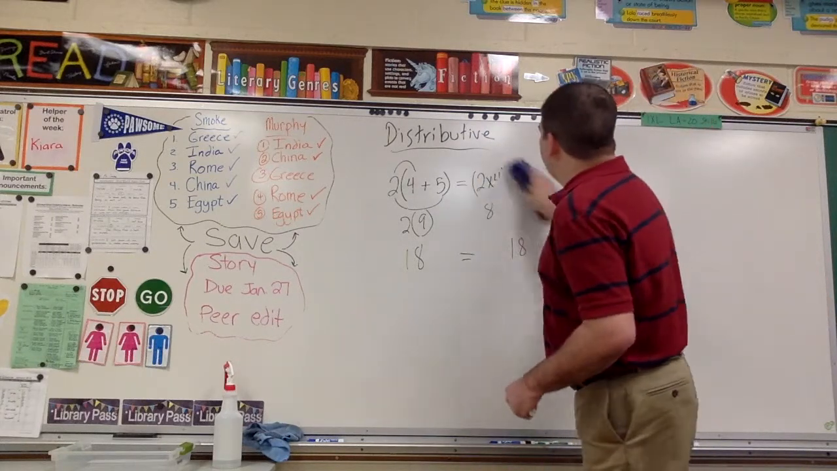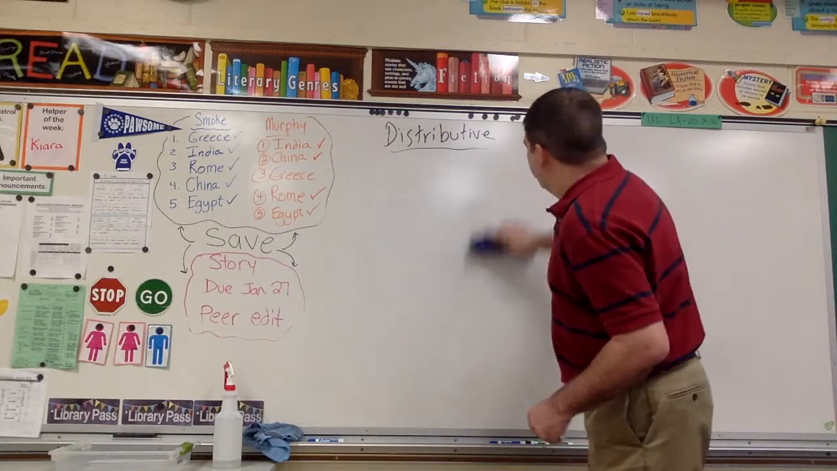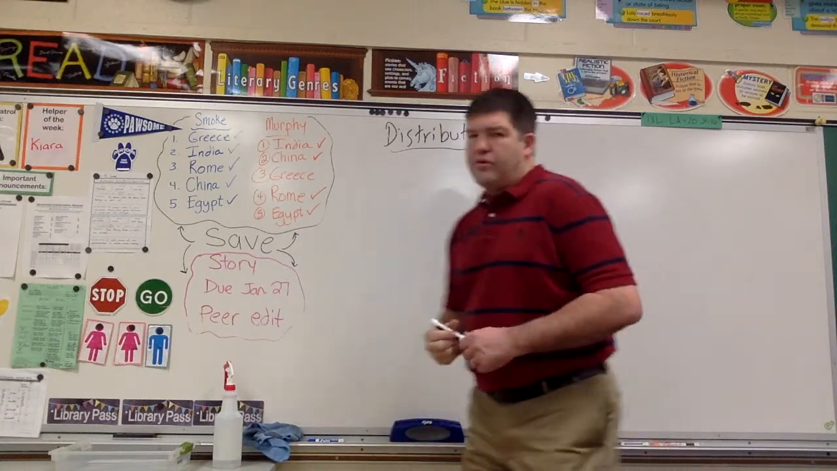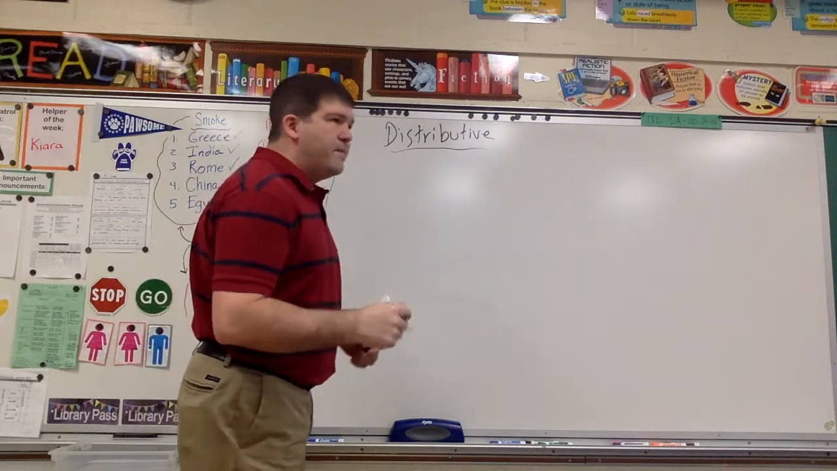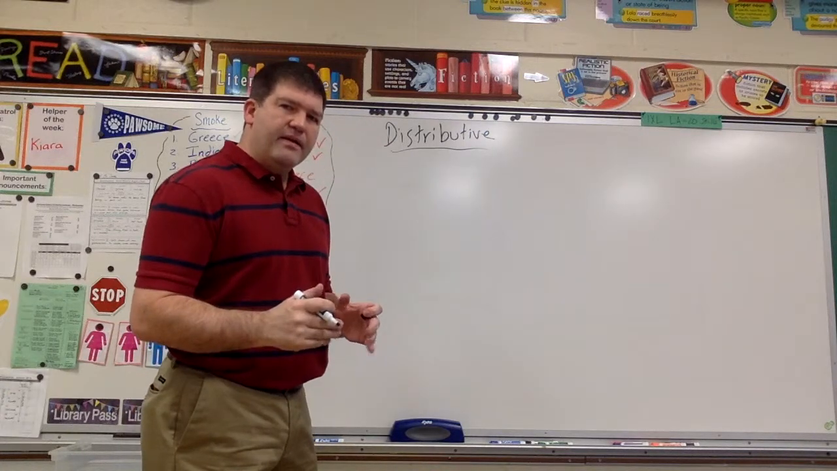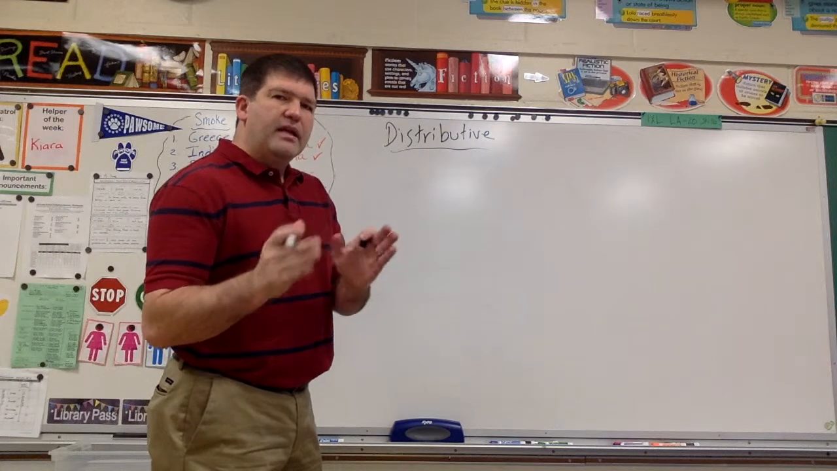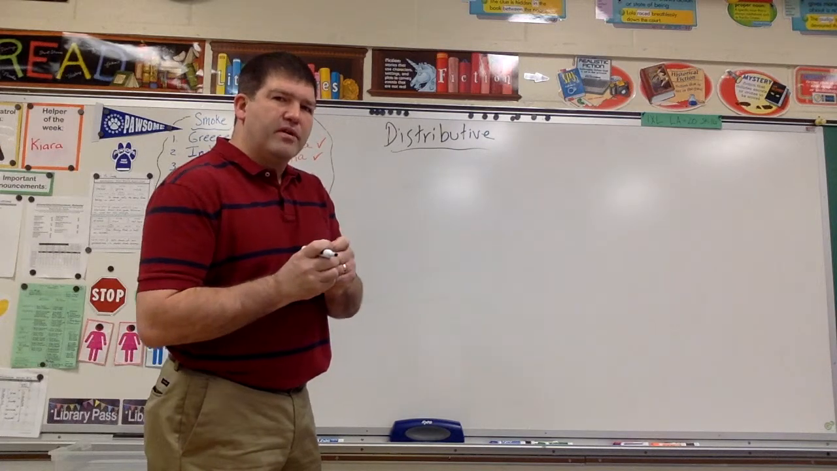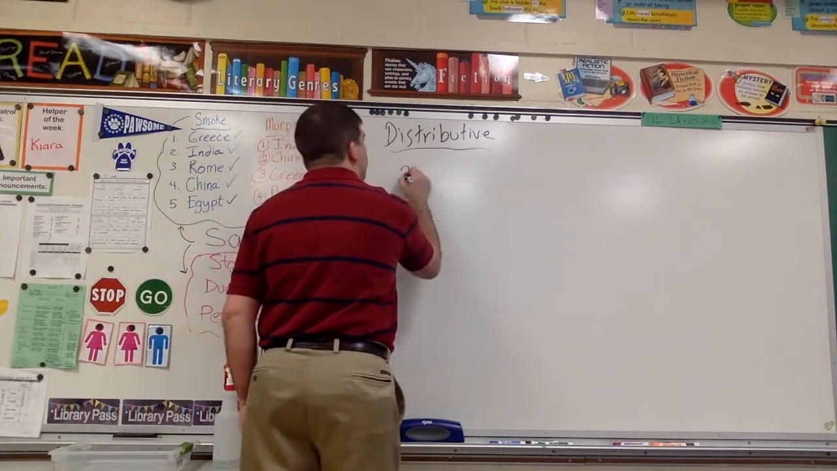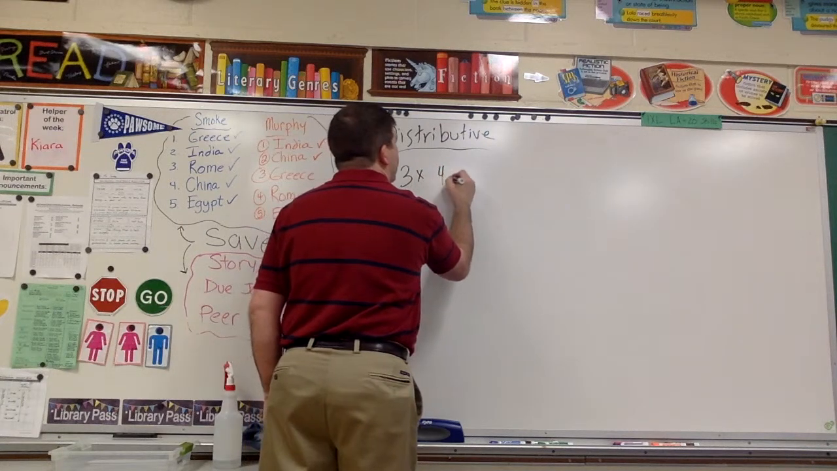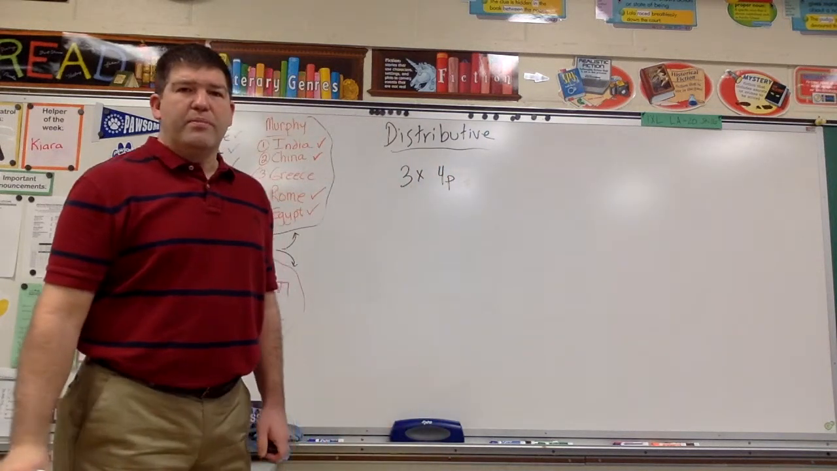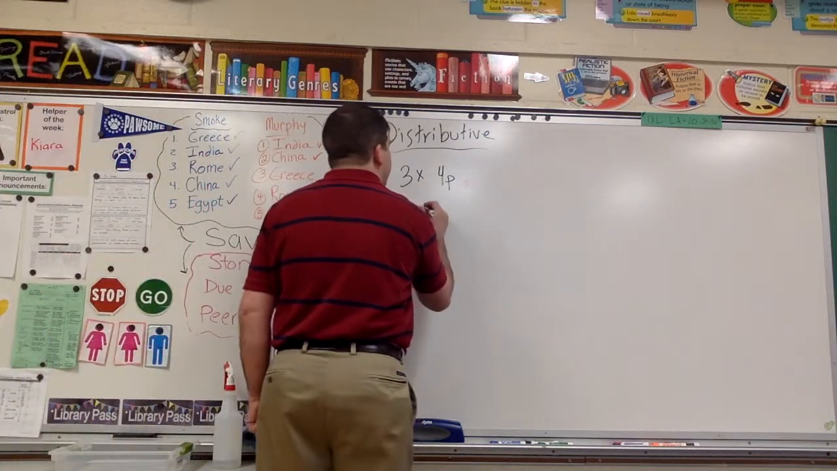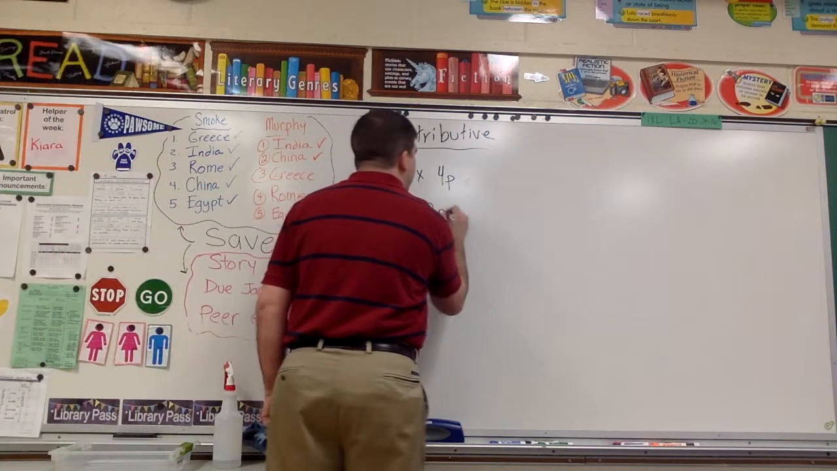Okay. Let me show you one with a variable, okay? Because you can multiply a number and a number that's connected with a variable. So for example, 3 times 4p. 3 times 4p is going to give me 12p.